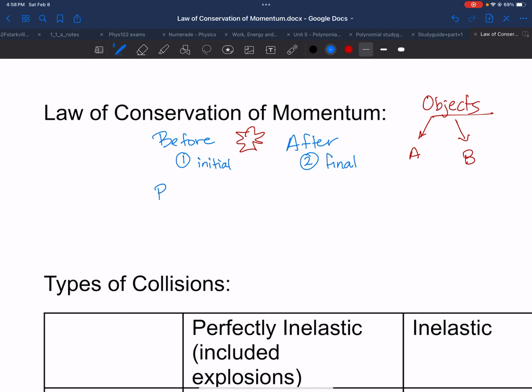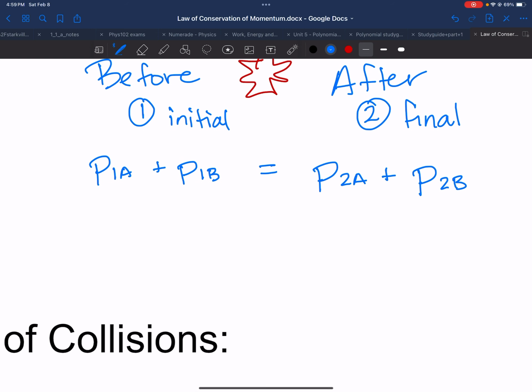I have my momentum initial of object A plus momentum initial of object B, and that's going to equal my momentum final of object A plus my momentum final of object B. So that's really the crux of what the law of conservation of momentum is, but let's go ahead and break that down into its parts, meaning we're going to use not just P for momentum, but we're going to break it down into the MV.